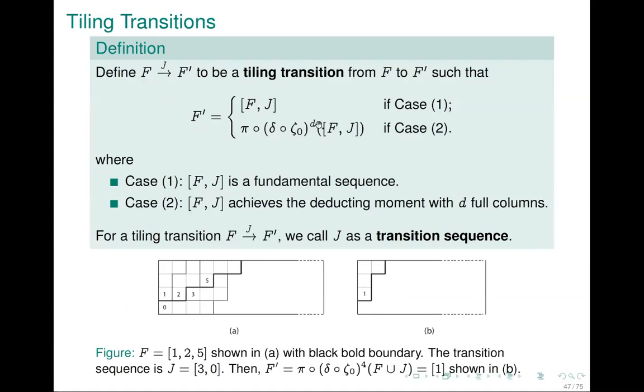In the other case, F and J together achieve the deducting moment shown in the picture below, and in this way you deduct it to be a fundamental sequence. Like here, say F is 1, 2, 5, and you start with F and keep going, and J equals 3 and 0. Using the operators zeta, delta, and pi, you will get only 1 left. So F prime equals 1, and F equals 1, 2, 5. So this is a transition.